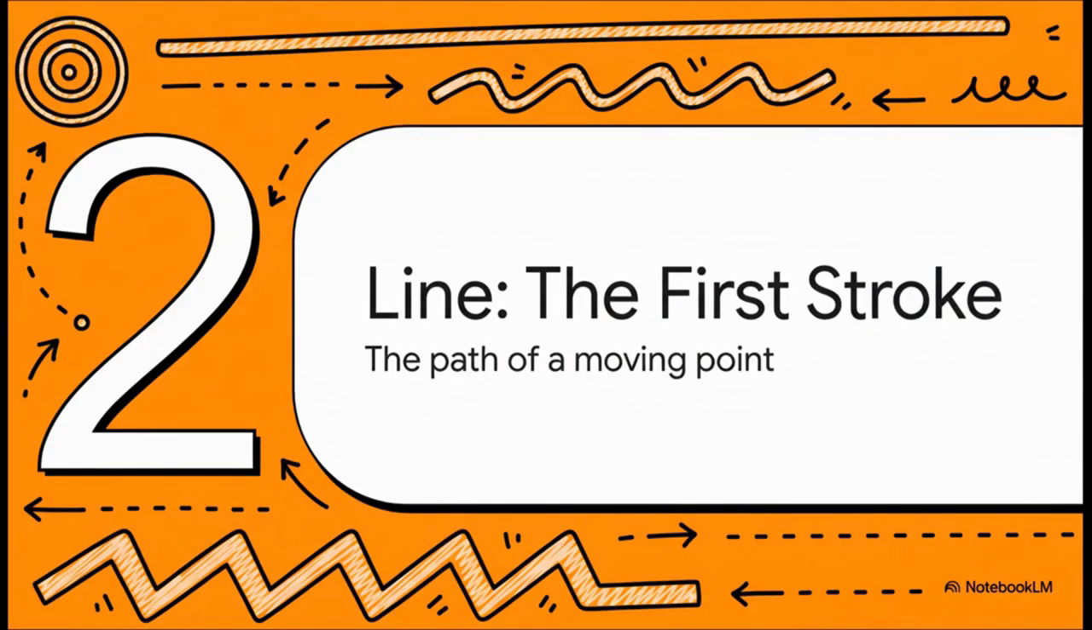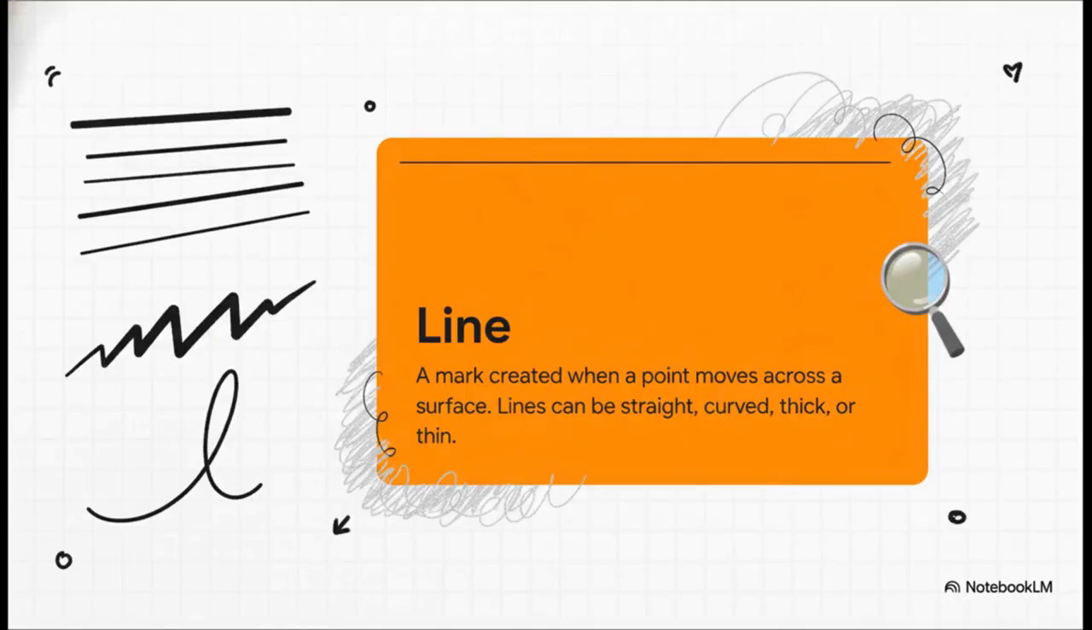All right, let's get to our very first letter in the alphabet. It all starts with the most basic element there is, the line. It's that first stroke, that simple path of a moving point. But don't let its simplicity fool you. A line can have so many different personalities. It can be straight and strong, curved and graceful, super thick and bold, or thin and delicate. At the end of the day, it's just the trail a single point leaves behind as it moves.